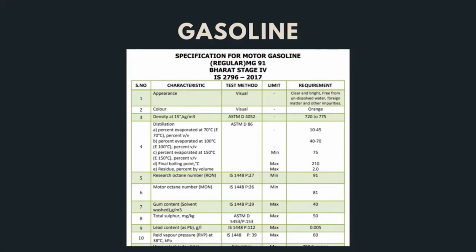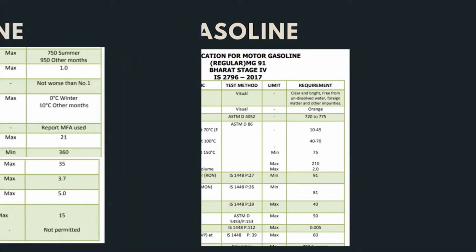So if the octane number is less than 91, then it is not going to give you mileage, and it is also going to be harmful for the internal combustion engine. There are grades of gasoline available which are used for sports cars, which are used in formula car races. Then the Reid vapor pressure is very much important for the safe handling and storage of gasoline.